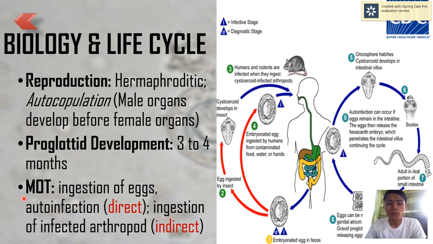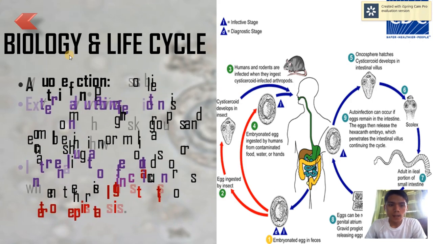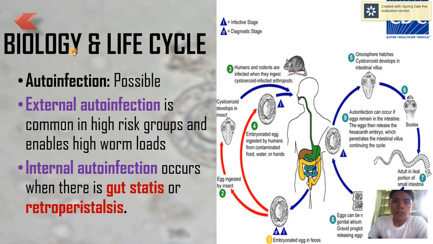The mode of transmission is this: ingestion of eggs and auto-infection for the direct cycle. And for the indirect is the ingestion of infected arthropod. So take note of this. So auto-infection for this parasite is possible. So naa tay duha, the external auto-infection and internal auto-infection.